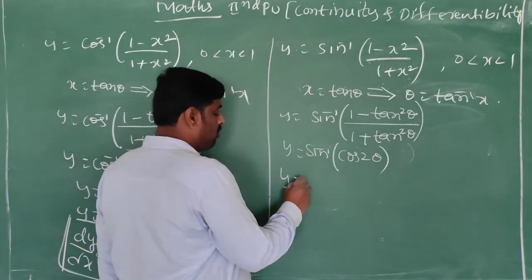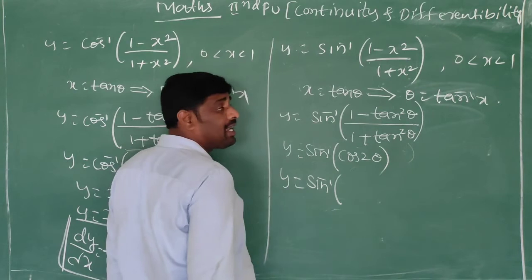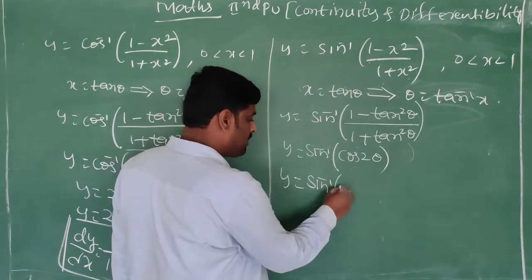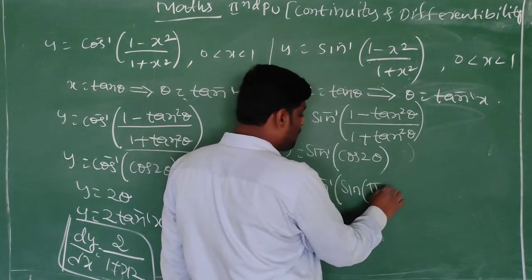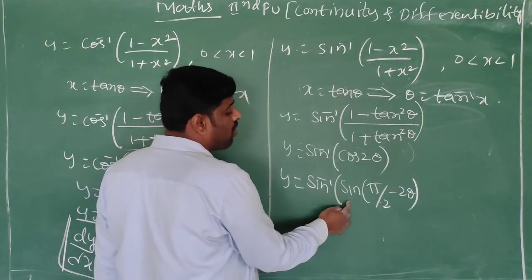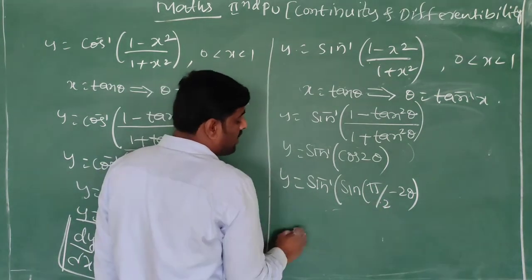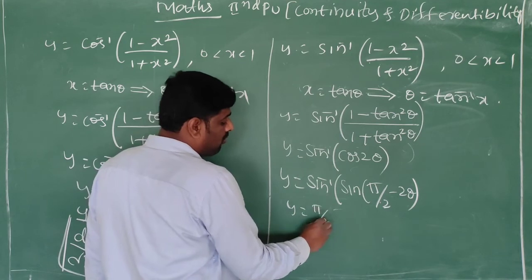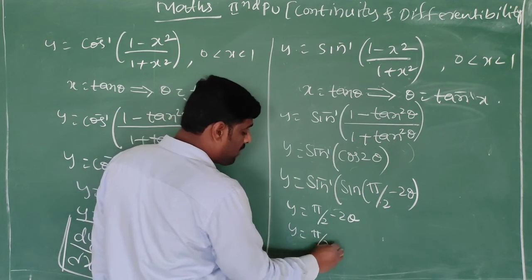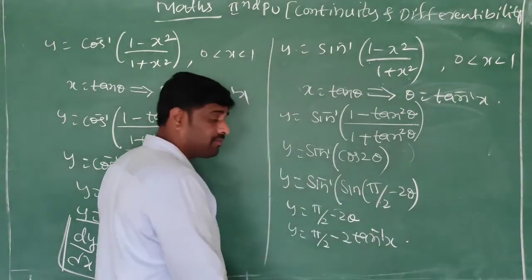So y is equal to sin inverse of cos 2 theta, which can be written as sin of 90 minus 2 theta. Sin of 90 minus theta is what? Cos theta. That is sin of pi by 2 minus 2 theta. Now sin inverse of sin of theta is theta only. Sin inverse of sin of pi by 2 minus 2 theta is pi by 2 minus 2 theta. So y is equal to pi by 2 minus 2 tan inverse x.